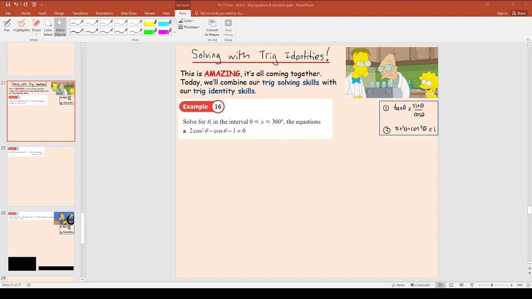Good morning, lovely 12s. Right, buddies, we're at the very end of the unit now on Trig, so I bet you are going to miss this unit terribly. I really like this unit anyway, but I hope that you'll miss this unit terribly when it's gone. But today's the best topic as well.